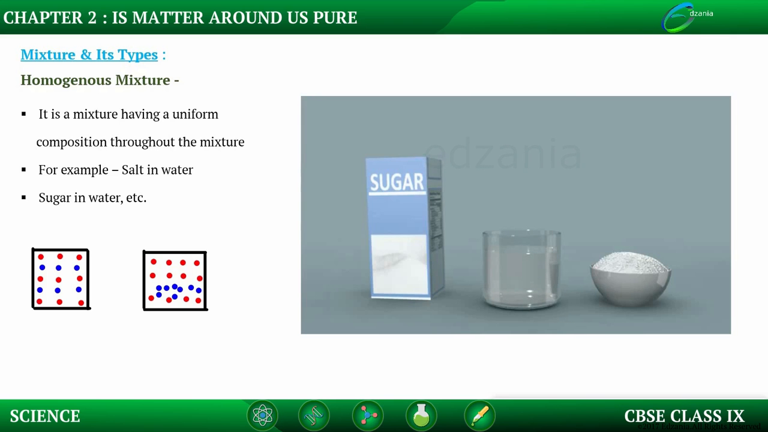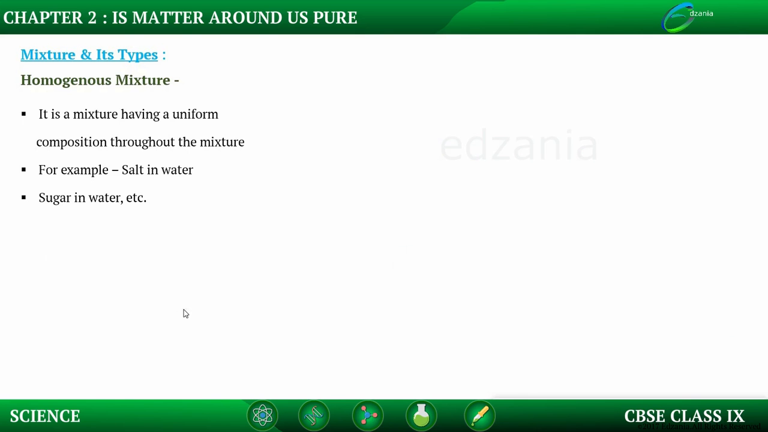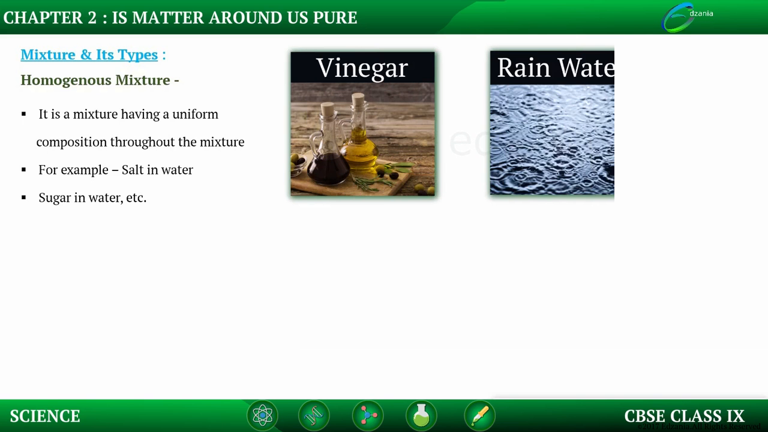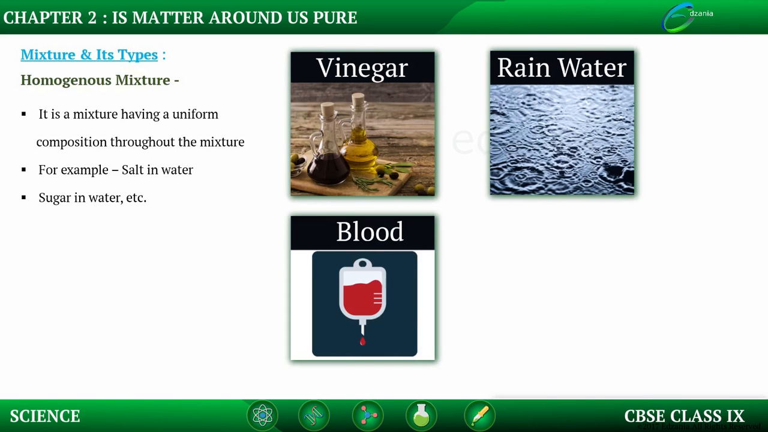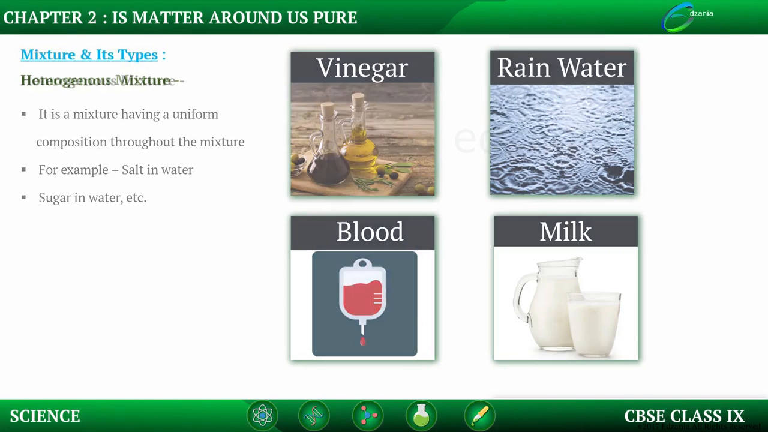And with our naked eyes only, we can judge a homogeneous mixture. That is, they have uniform composition throughout. However, we cannot judge a homogeneous mixture just by looking at it. Apart from sugar and salt solution, other examples of homogeneous mixtures include vodka, vinegar, rainwater, blood, milk, etc.